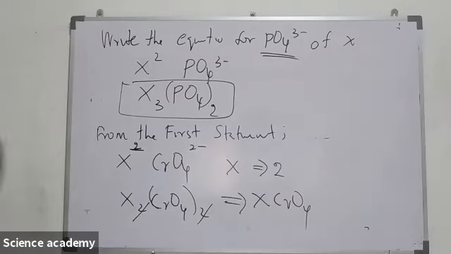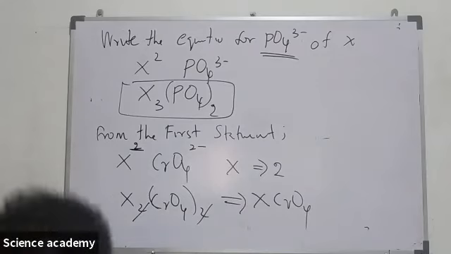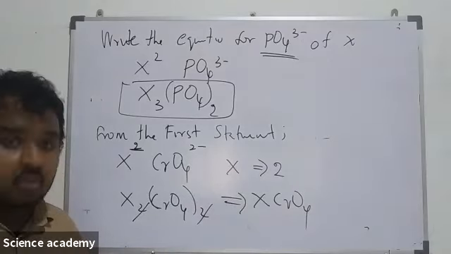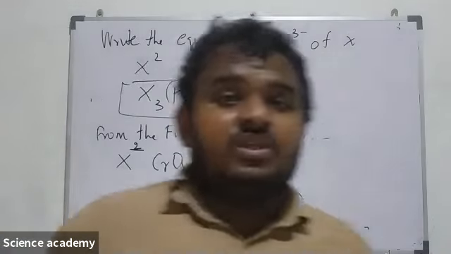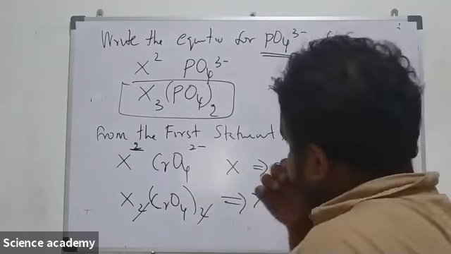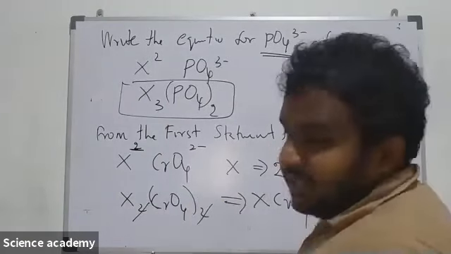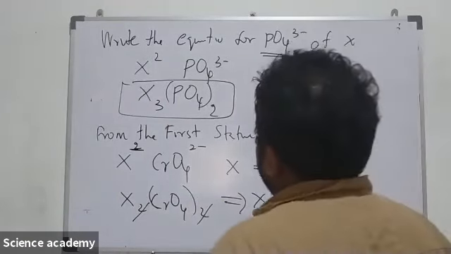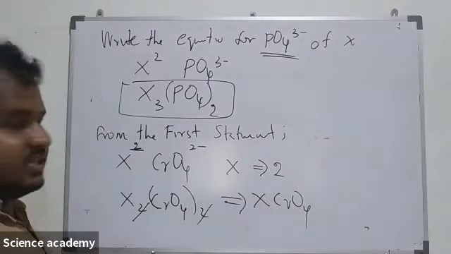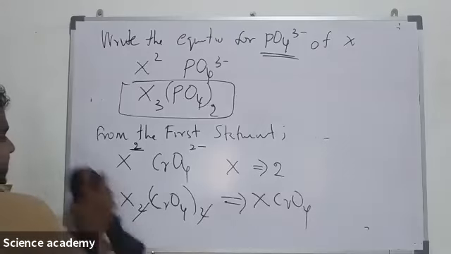Right? Sir, phosphate is P3 minus? No, phosphate is PO4 3 minus. Phosphate is a radical. Phosphide is P3 minus.